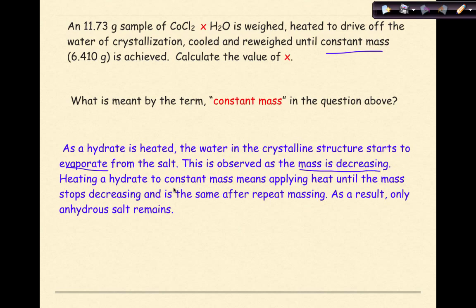Heating a hydrate to a constant mass means applying heat until the mass stops decreasing and is the same after repeat massing. As a result, only anhydrous salt remains. So we're going to take our hydrated sample, apply some heat, and keep on heating it until, as we weigh it each time, we find that the mass remains constant. So that's what they mean by constant mass.